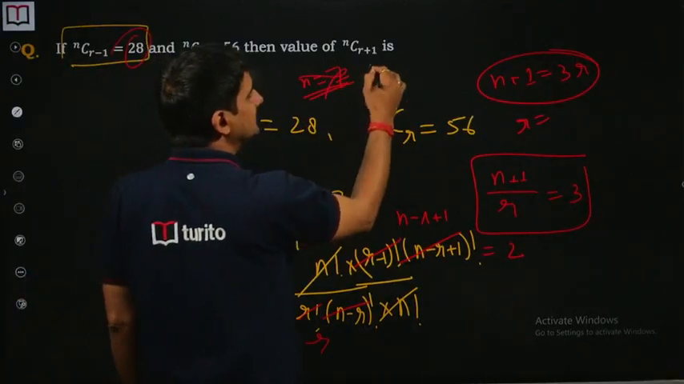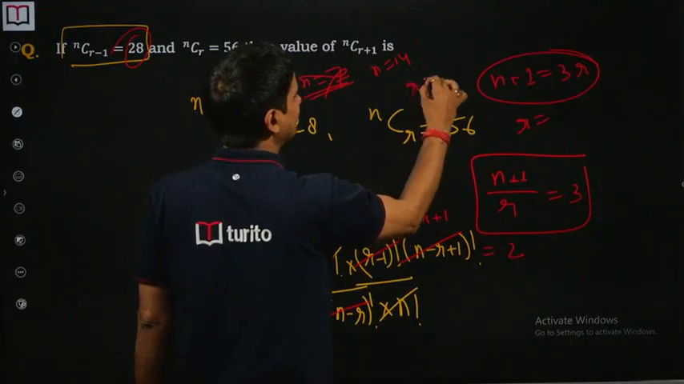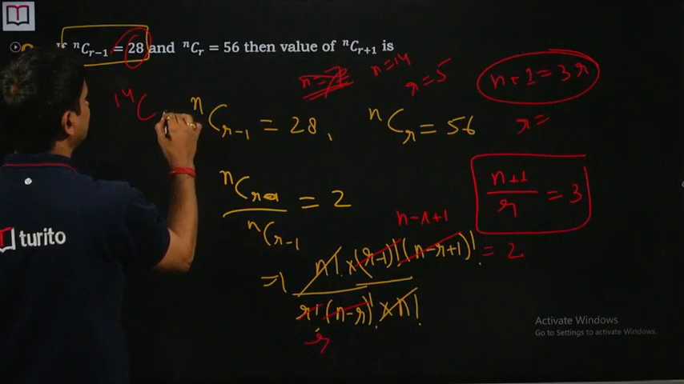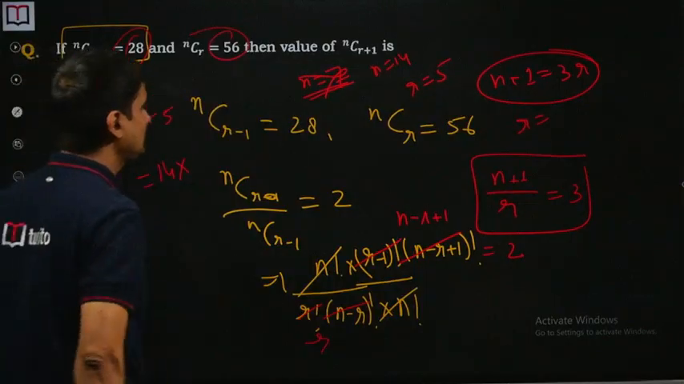So let's try 14. So n is 14, n plus 1 is 15, r is 5. So let's try it. 14C5. How much is it? But then it will be a multiple of 13 also. Again, is there a mistake here?